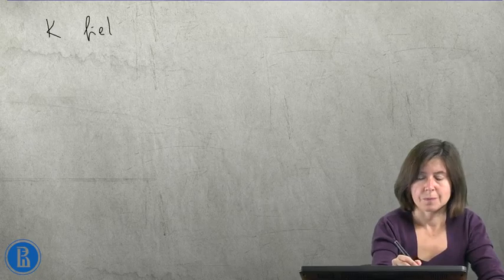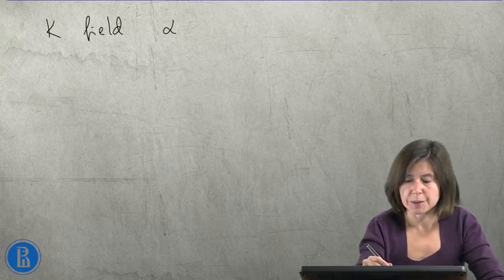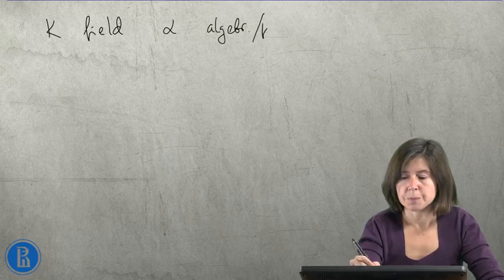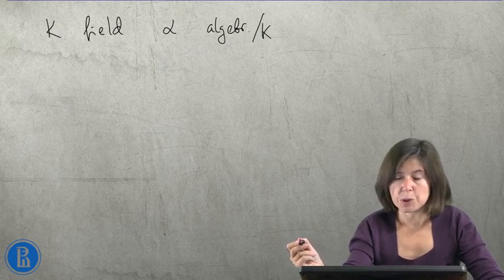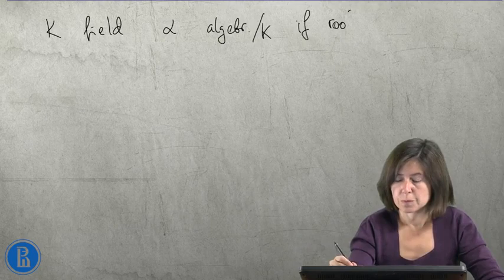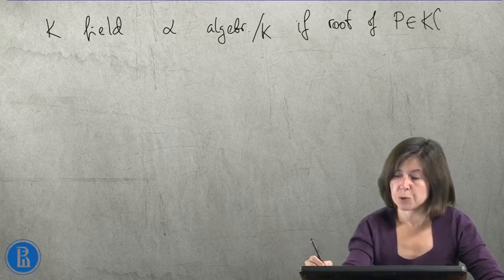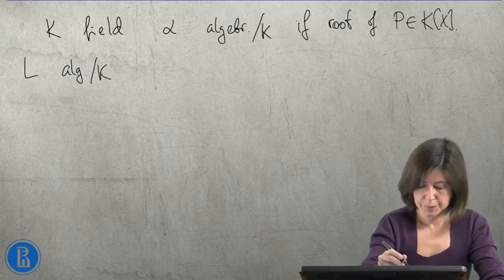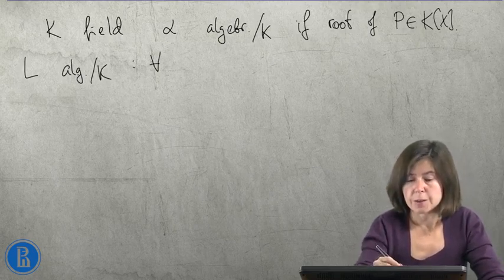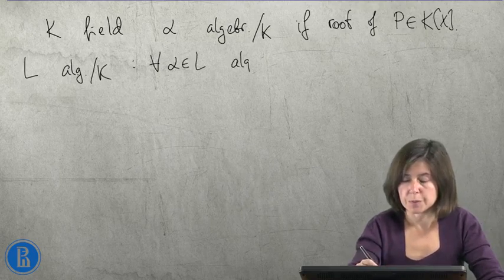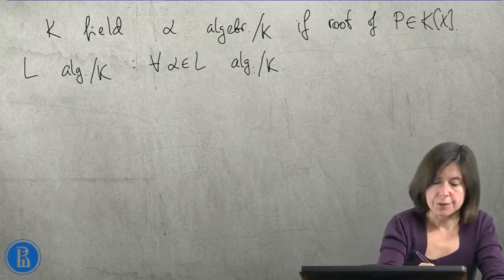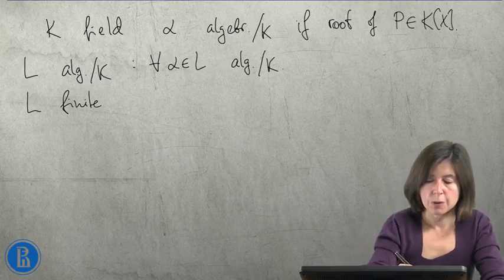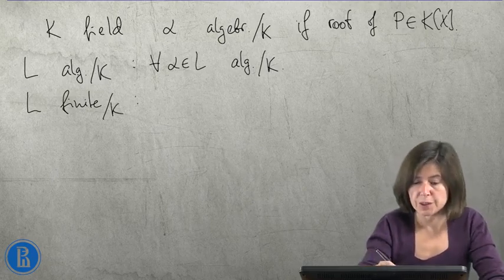Let me summarize what we have done up to now. So we had a field K, and we said that alpha was algebraic over K if it was a root of a polynomial with coefficients from K. We said that L was algebraic over K if any alpha in L was algebraic over K. We said that F was finite over K if it was a finite dimensional K vector space.